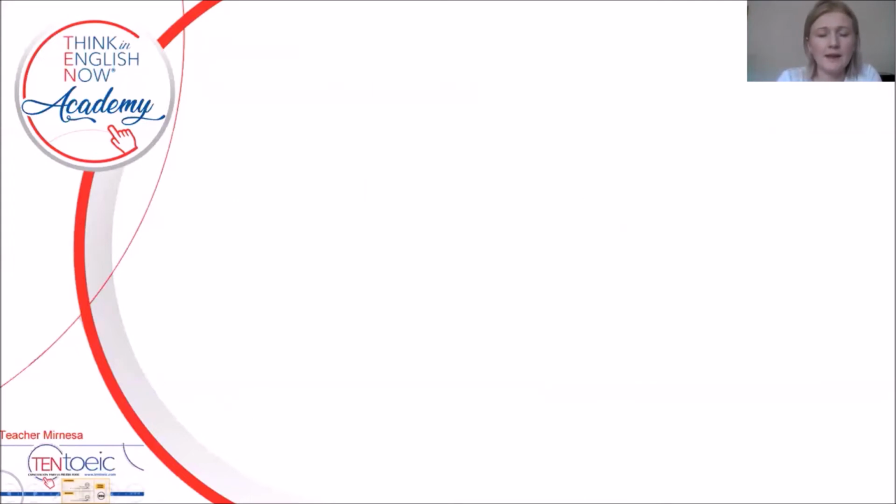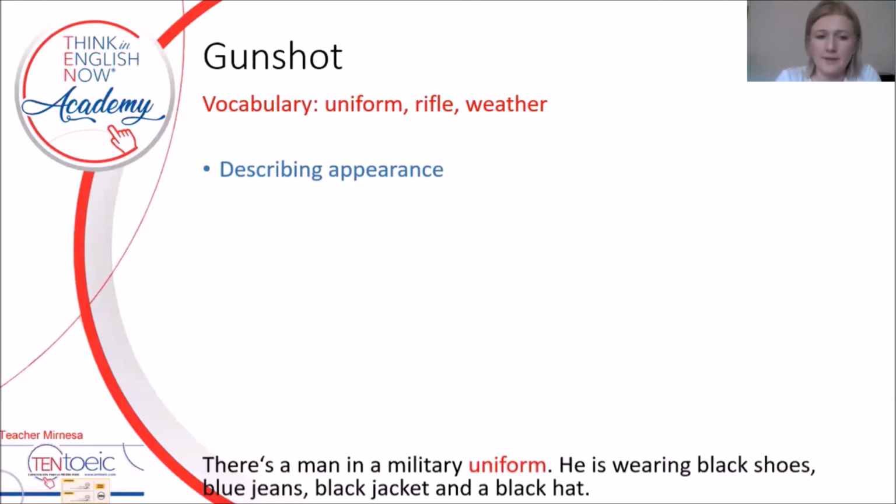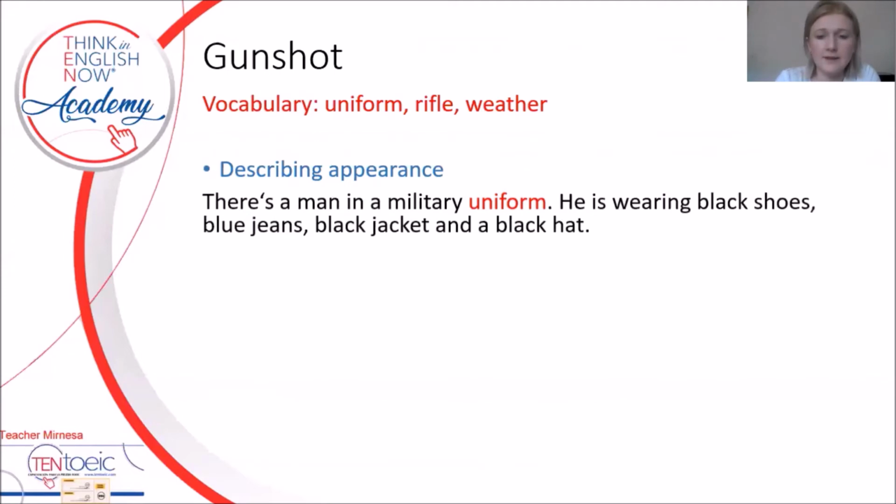Now, our next picture is a picture of a gunshot. The vocabulary here is uniform, rifle, and weather. Rifle is another word for a gun. So, here we can first describe appearance and say, there's a man in a military uniform. Then we can describe his uniform and say he's wearing black shoes, blue jeans, black jacket, and a black hat. He has a belt around his waist.